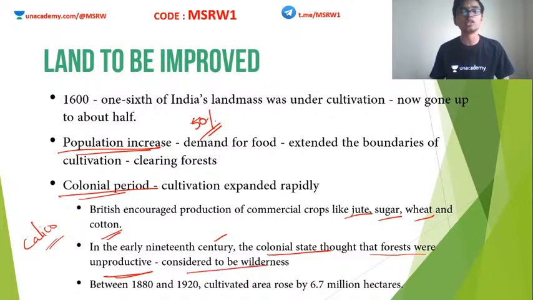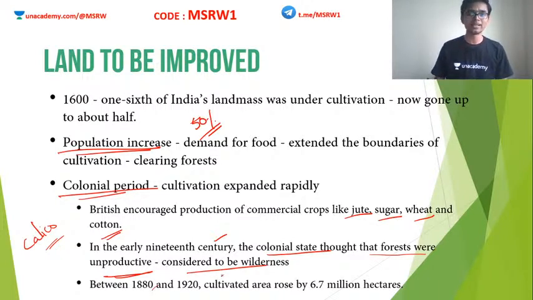In the early 19th century, the colonial states thought that forests were unproductive. They considered it to be wilderness. So when the British initially came to India and during the time of the Crown Rule, these Europeans considered forests as wilderness. Wilderness means they did not consider it as anything developed. They considered forests a mark of lack of civilization. According to them, a civilized nation will have lots and lots of buildings and vehicles, etc. So forest was a mark of lack of civilization. Clear? This was the mindset of the British at that time.